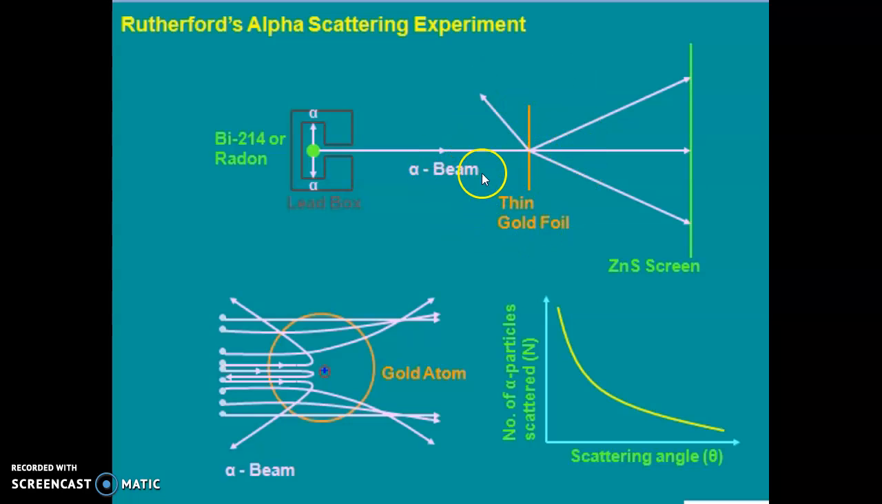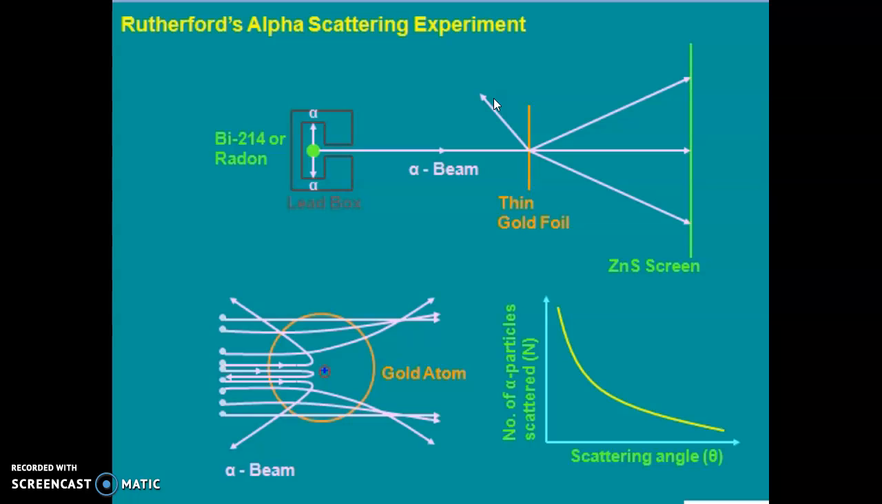After striking this thin gold foil, the beam of alpha particles will be scattered in various directions. Some of the alpha particles will go in this direction, some in this direction, and some in this, and some will even come back following the same path. Some will be scattered in the other direction. So this was Rutherford's alpha scattering experiment.